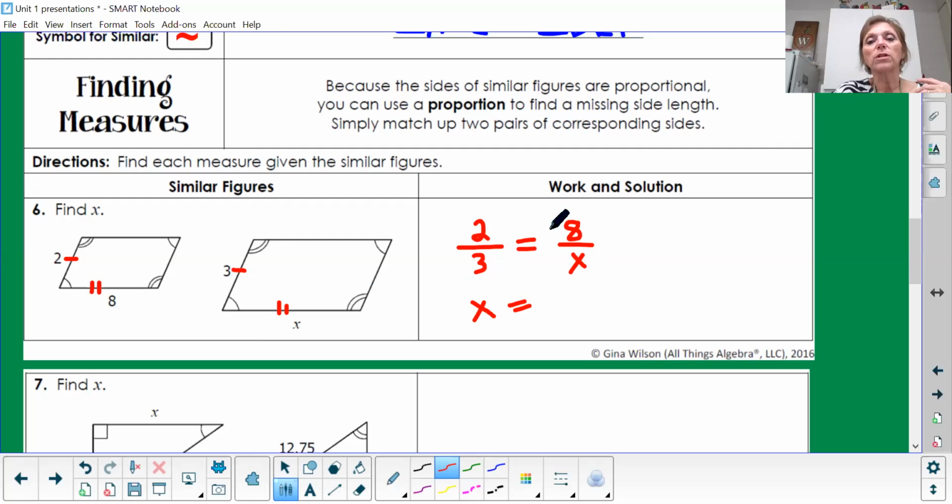Okay, so what I'm going to do is cross multiply. 8 times 3, I can do that in my head, is 24. And 24 divided by 2 is 12. So this answer is 12.